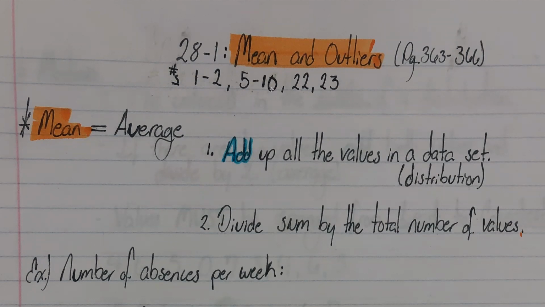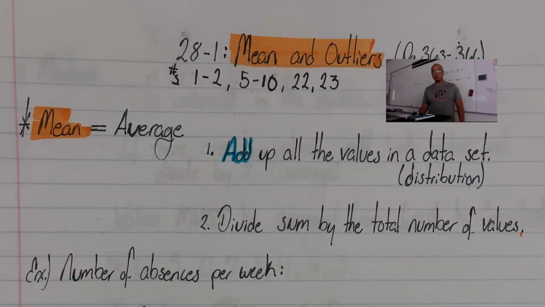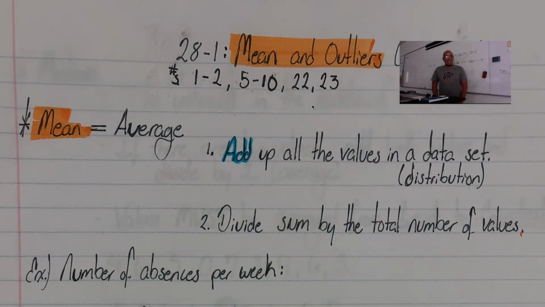So when we're talking about the mean, ladies and gentlemen, we are simply talking about the average. So anytime you hear the word average and we're talking about math, we're talking about what is known as the mean. In order to calculate the mean of a data set, so you have a set of numbers, all you need to do is, step number one, add up all the values. And step number two, you divide that sum by the total number of numbers that you added.